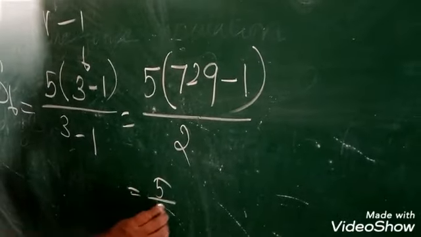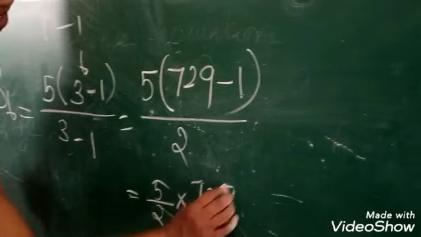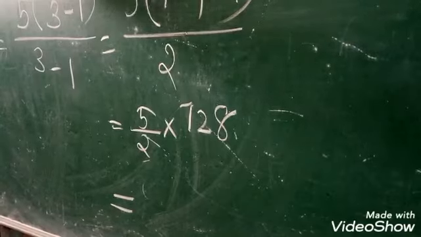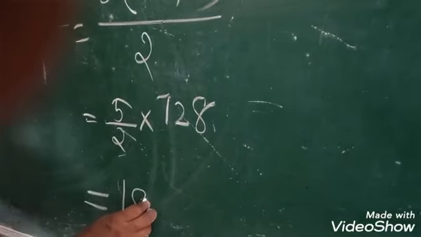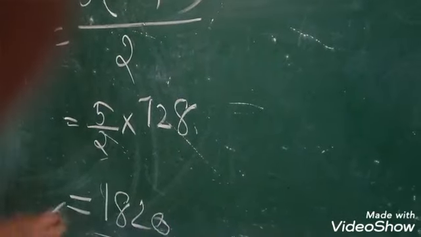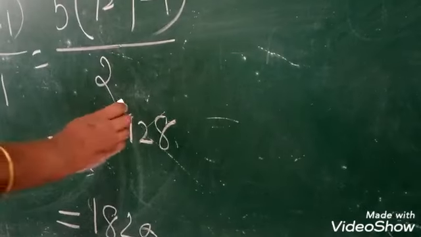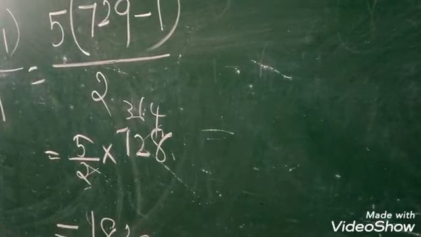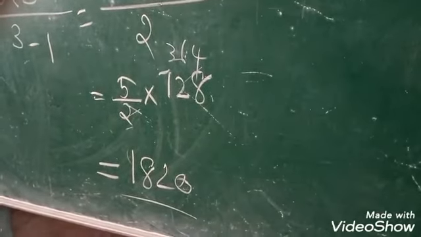Now 5 by 2 into 728. If you simplify, what is the answer, girls? Yes, if you simplify, you have to say 1820. You have to divide with the 2 table. What is the 2 table? 364. Okay. Now the answer is 1820.